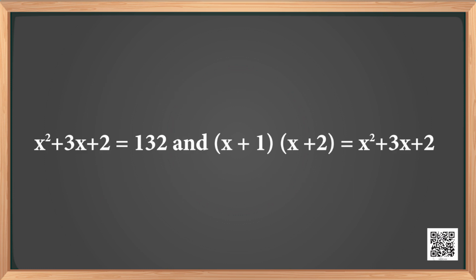x square plus 3x plus 2 is equal to 132, and (x plus 1) times (x plus 2) is equal to x square plus 3x plus 2. Both are algebraic equations as they contain variable x, constants and coefficients. Let us explore the difference between both of them.